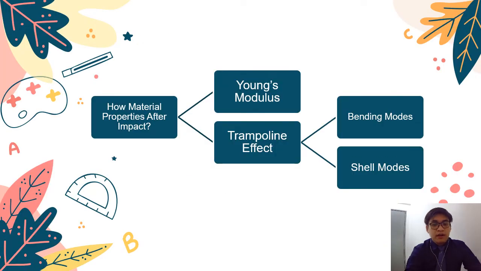Before identifying the best material for the bat, there are several factors that affect the performance of the bat in the sweet spot area based on the material properties. Those factors include Young's modulus and the trampoline effect. The trampoline effect is divided into 2 types, which are bending modes, the trampoline effect that is only applied in wooden bats, and shell modes, a trampoline effect in aluminum bats and composite bats.